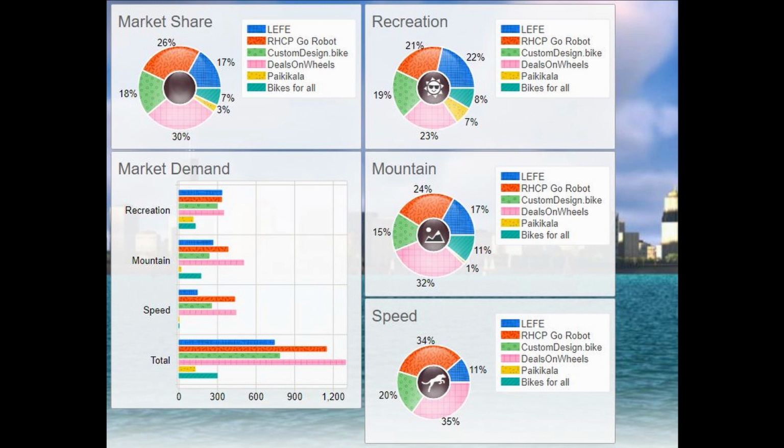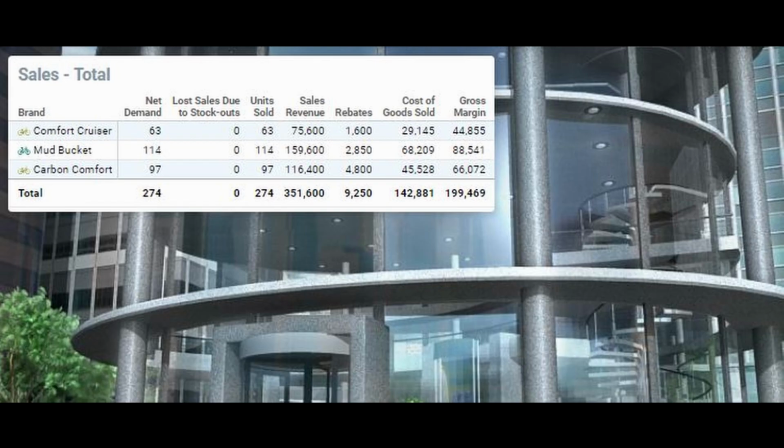You will receive detailed market demand and market share reports. You will review the information about your demand, revenues, and lost sales. This information is broken out by brand. A similar report will help you analyze the brand profitability.